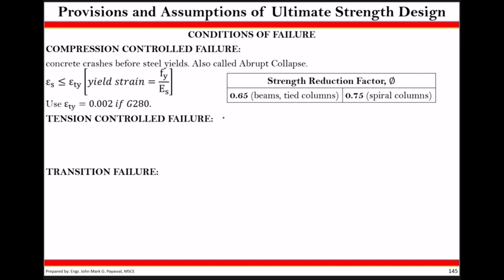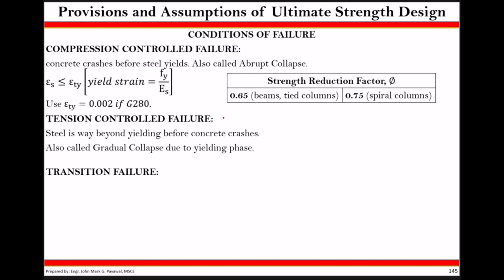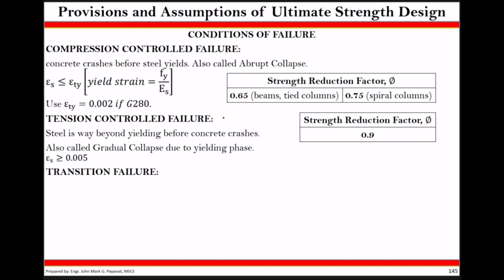Dalawa. Kapag beams or tied columns, 0.65. Kapag spiral columns, 0.75. Pag tension controlled naman, this is when your steel is way beyond yielding before concrete crashes. Also, it is called your gradual collapse due to yielding phase. This is where your epsilon T, or the strain on your steel reinforcement when concrete crashes, is greater than or equal to 0.005. So whether it's spiral column, tied column, or beam, reduction factor is 0.9.